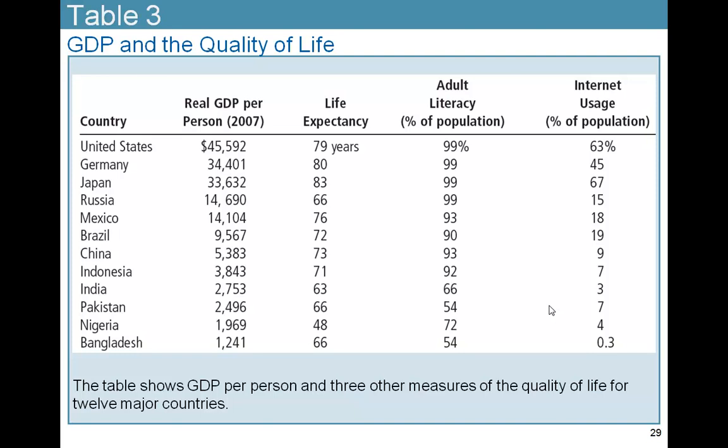We go down the table, we go to middle income countries like Russia, Mexico. They have much lower life expectancy already, you're seeing. Not so low in terms of life expectancy comparing Mexico and US, but certainly Russia much lower. A little lower adult literacy, but minuscule internet usage as of 2007 compared to the US, for example. And you can go right down to the bottom, say a country like Nigeria, you're looking at real GDP per person of 1,969 per year, 48 years of life expectancy, 72% adult literacy, and 4% internet usage. Nearly everyone goes to internet cafes in those countries.